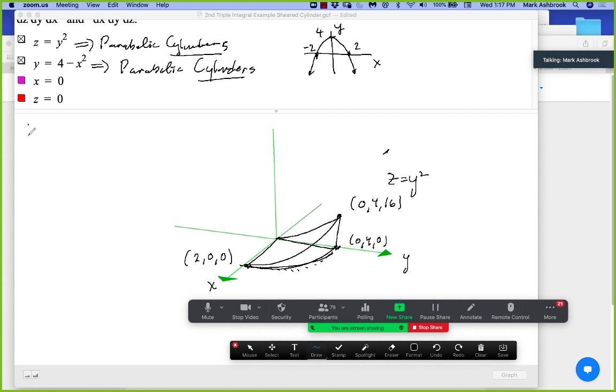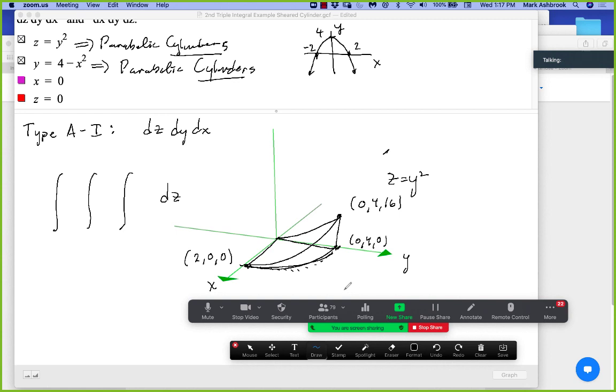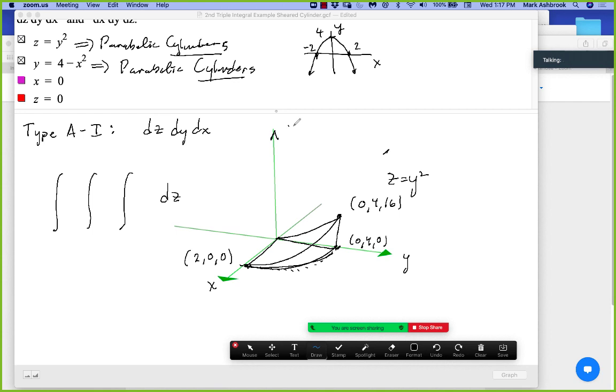So let's do a straightforward one here. How about type A1? Type A is where we do dz first. And then 1 is, we know our dy dx. So we start with what surface to what surface? If we do dz first, bottom surface to top surface. What's the bottom surface? Z equals 0. Top surface, z equals y squared. Is it split up or is it all y squared?